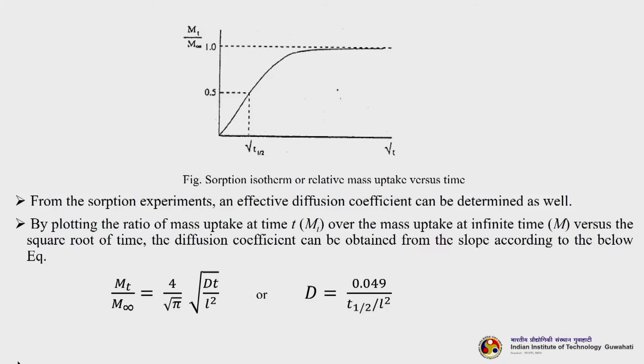From the sorption experiment, an effective diffusion coefficient can be determined as well. By plotting the ratio of mass uptake at time t over the mass uptake at infinite time versus the square root of the time, the diffusion coefficient can be obtained. So, we can get the diffusion coefficient from this equation, D equals 0.049 L square by t half.